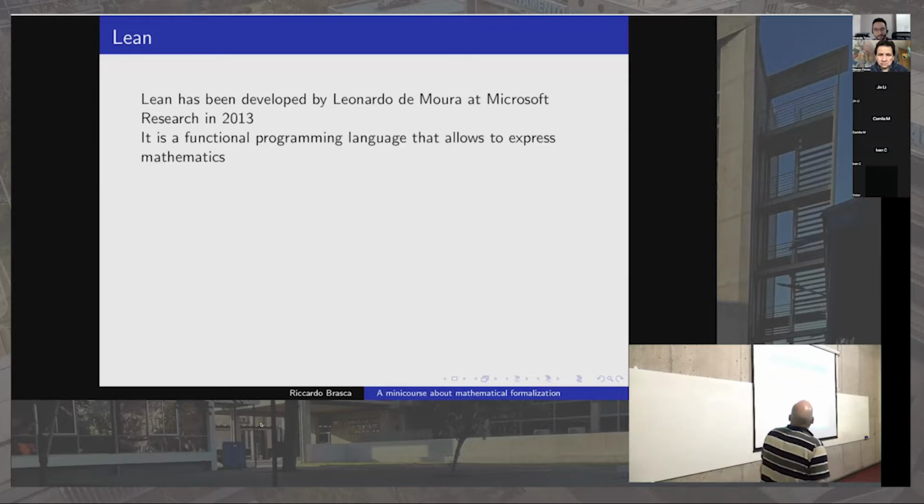So it has been developed in 2013. So what is Lean in practice? It's a programming language. So it's a functional programming language, if you know what it means. But if you don't know what functional programming language means, just forget about it. That is powerful enough to express mathematics. And we will see that it's indeed possible to write mathematics in this programming language.